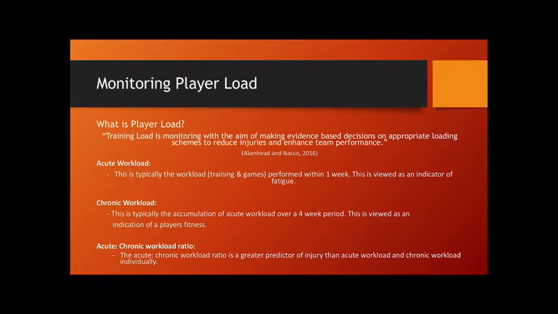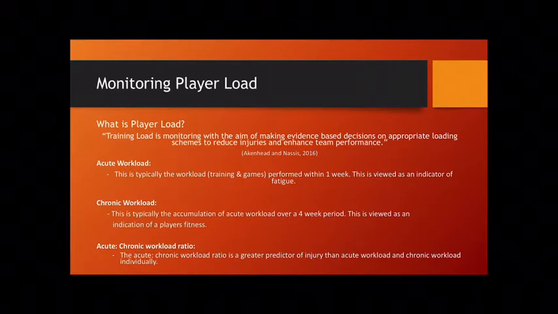So one of the ways that we can improve player welfare is by monitoring player load. Training load is monitored with the aim of making evidence-based decisions on appropriate loading schemes to reduce injuries and enhance team performance. Okay, so there are different ways that we can monitor training load. There's acute workload, there's chronic workload, and there's the acute chronic workload ratio.